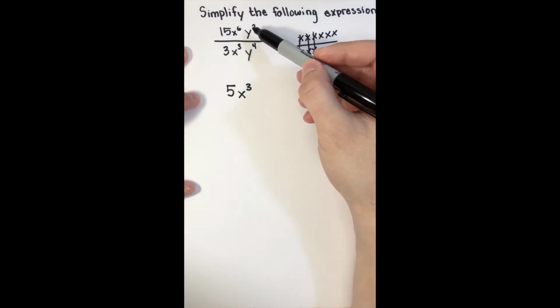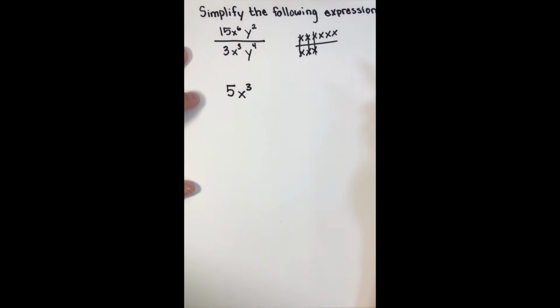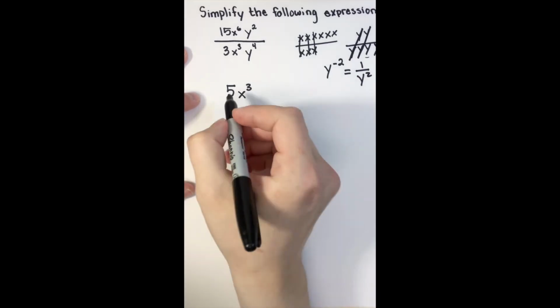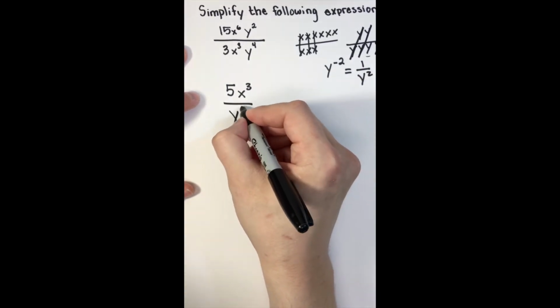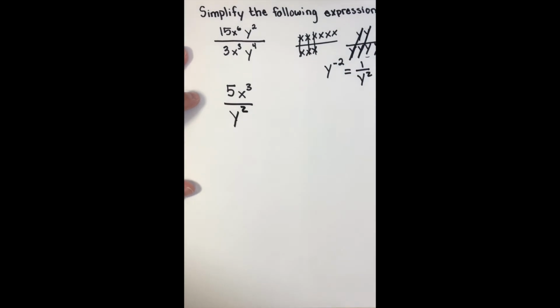And then y squared over y to the fourth. Now you might be saying, oh, 2 minus 4, that's going to give me negative 2. Which is perfect, because y to the negative 2 is the same thing as 1 over y squared. And if you want to look at it this way again, we can say, okay, 2 y's on top, 4 y's on bottom. These cancel, and you're left with y squared on bottom. So just write this all over y squared, and we're done.